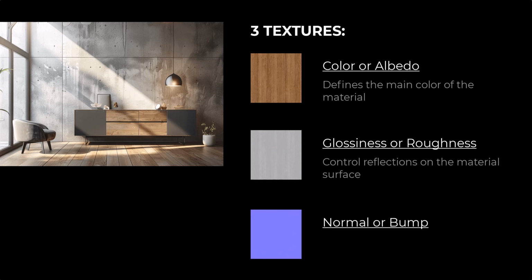Normal or bump texture. Both enhance the surface detail of the material by simulating bumps and irregularities. While the normal texture uses an RGB image to directly modify the direction of surface normals and thus create the illusion of depth, the bump texture uses a black and white image to simulate bumps and depressions by altering the way light interacts with the material surface.